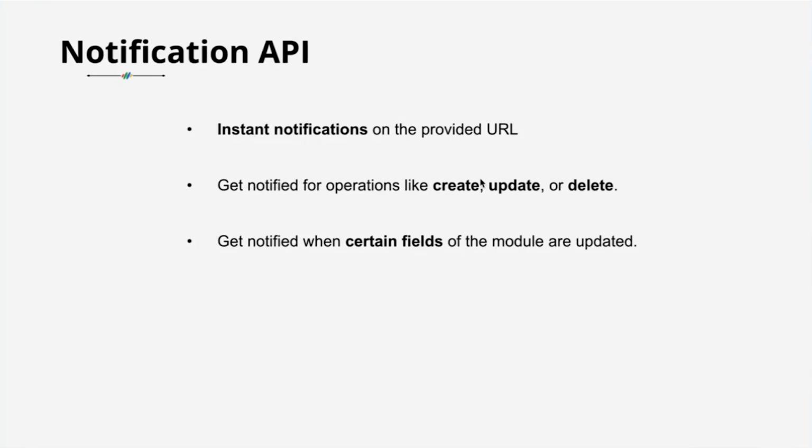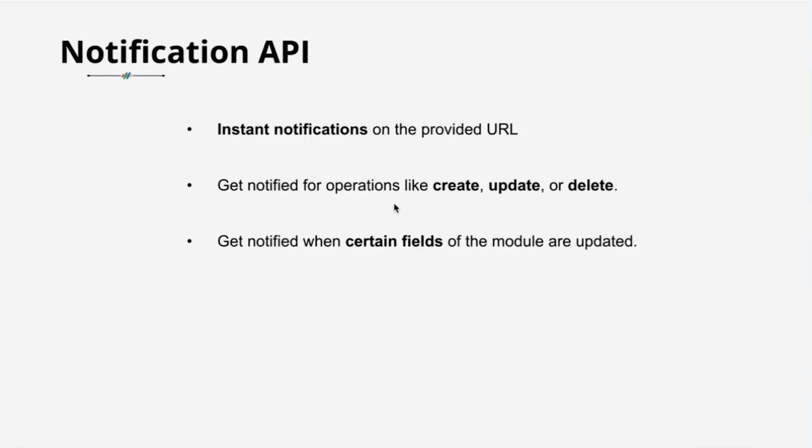For example, let's take the deals example. So a deal is going to be won very soon, and you're expecting it to be closed really soon. So in that case, you want to be notified. So what you can do is you can subscribe to the update operation, because the deal is already there, and whenever an update happens on the deal, you want to be notified. So you can subscribe to the update event here.